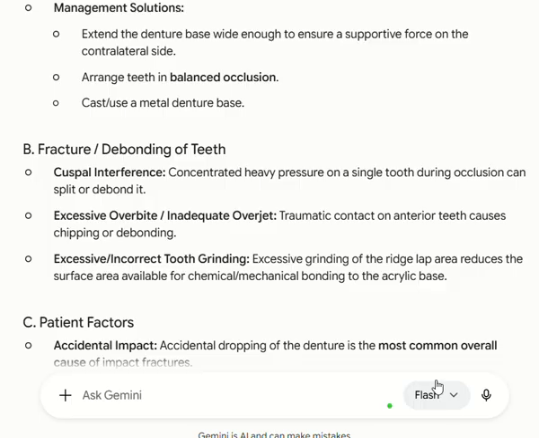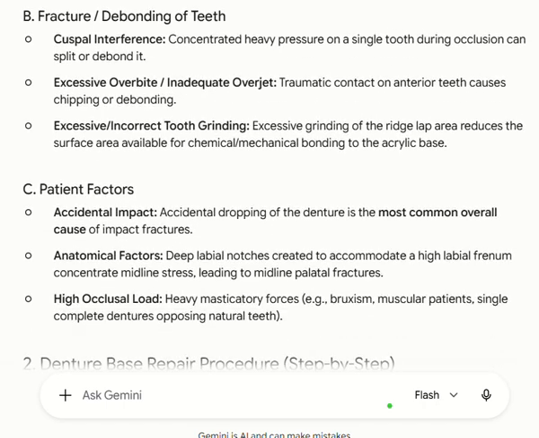Excessive overbite, inadequate overjet. Traumatic contact on anterior teeth causes chipping or debonding. Excessive, incorrect tooth grinding. Excessive grinding of the ridge lap area reduces the surface area available for chemical, mechanical bonding to the acrylic base.